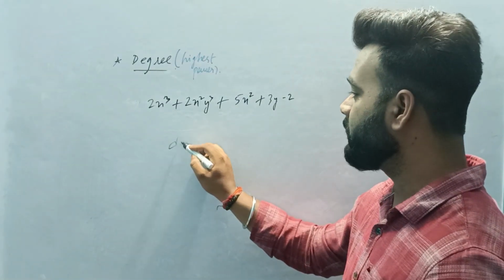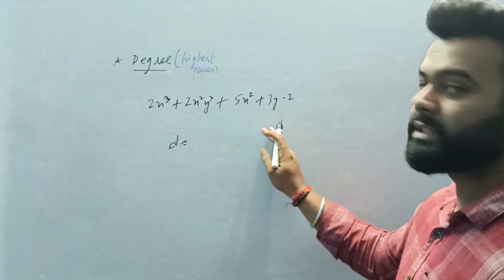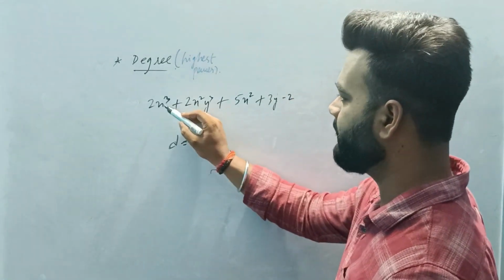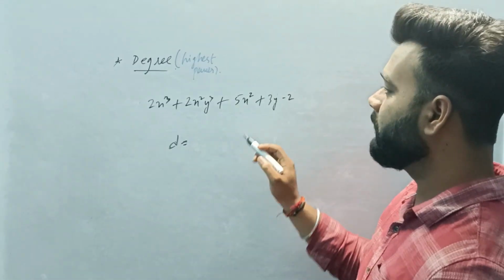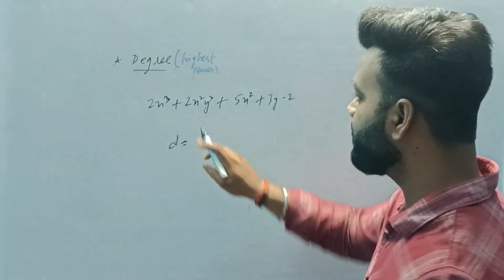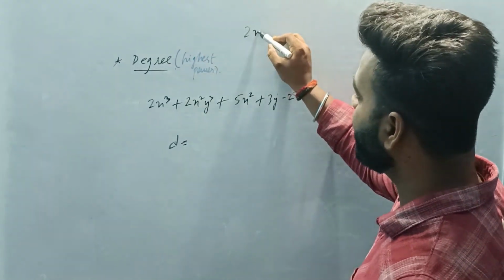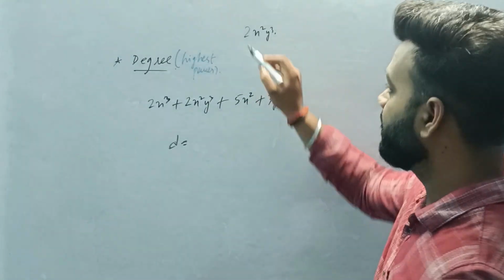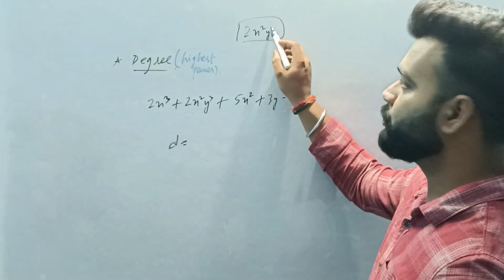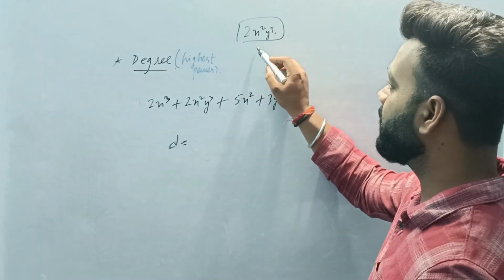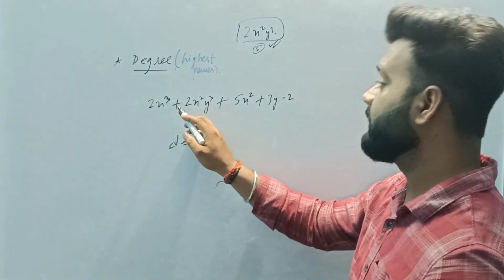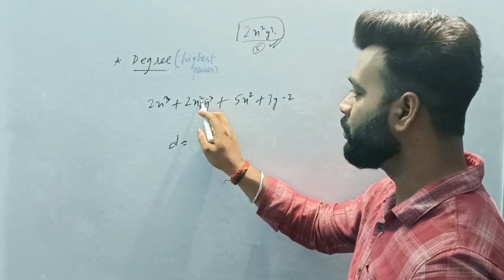What is the degree? The degree of this polynomial is the highest power. What is the highest power now? It has a power 1, a power 2, a power 3, right? Now you will say, sir, the degree will be 3, but that is not the case. Why? Because in the term 2x²y³, the overall power will be the addition of these two powers. So 2 plus 3, the overall power here will be 5. Understood?